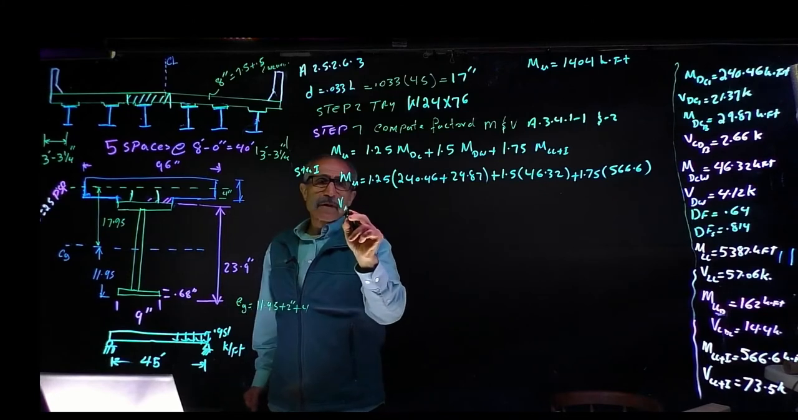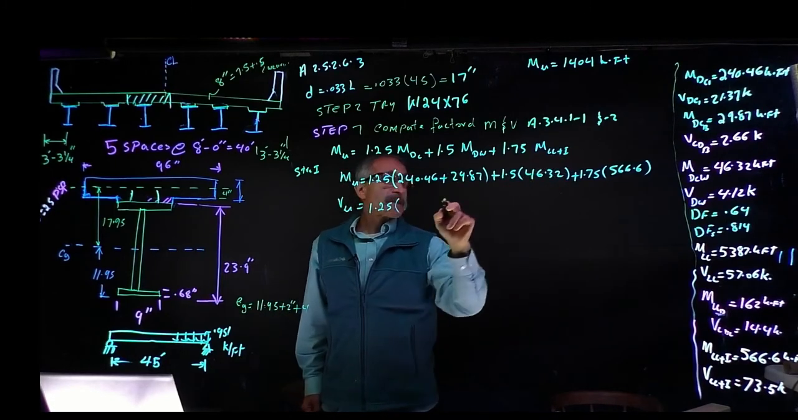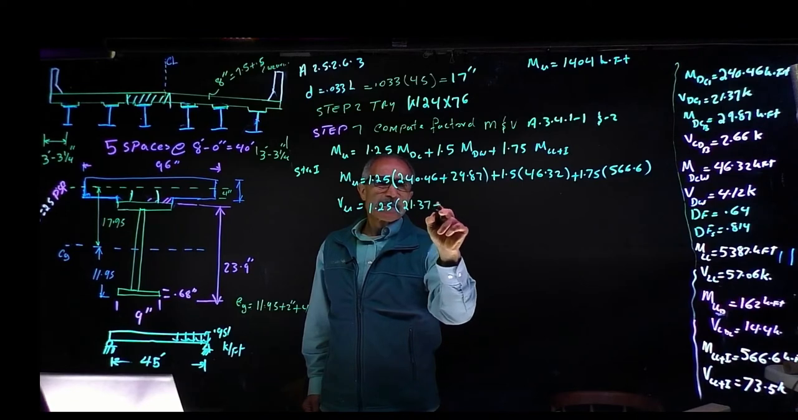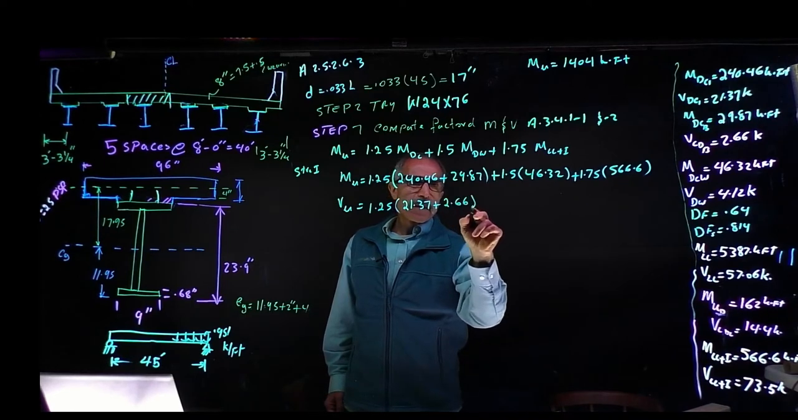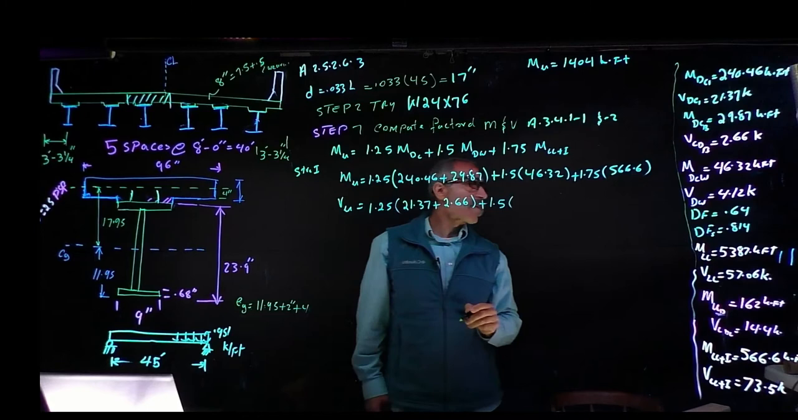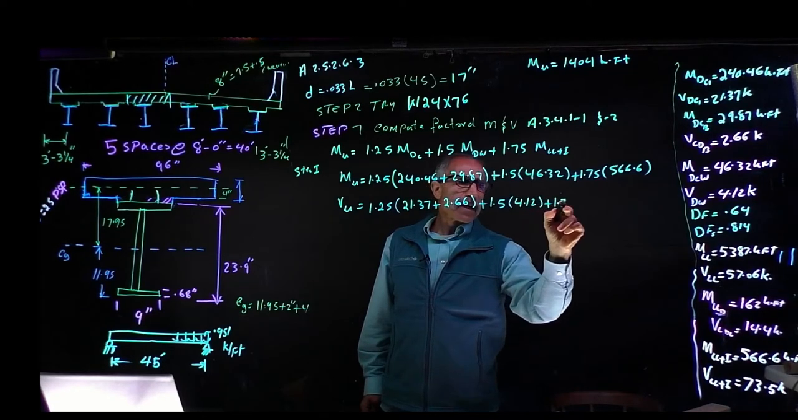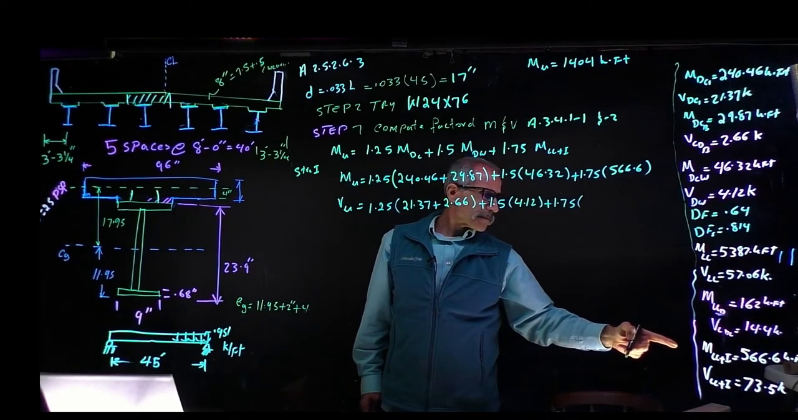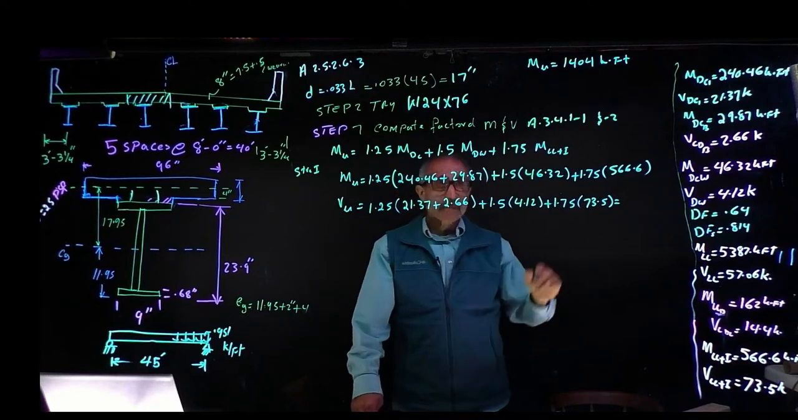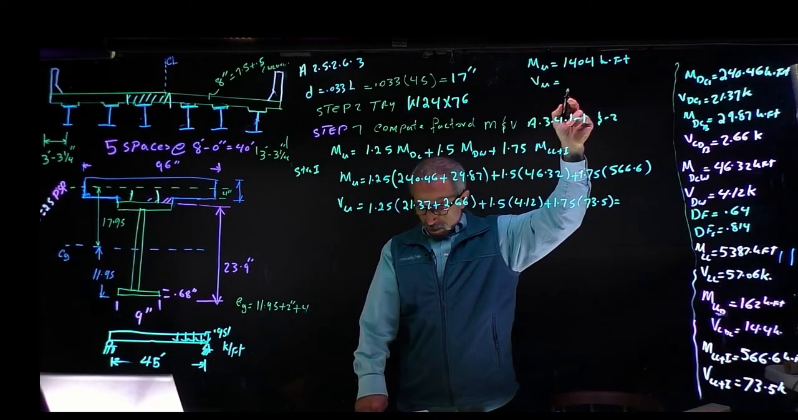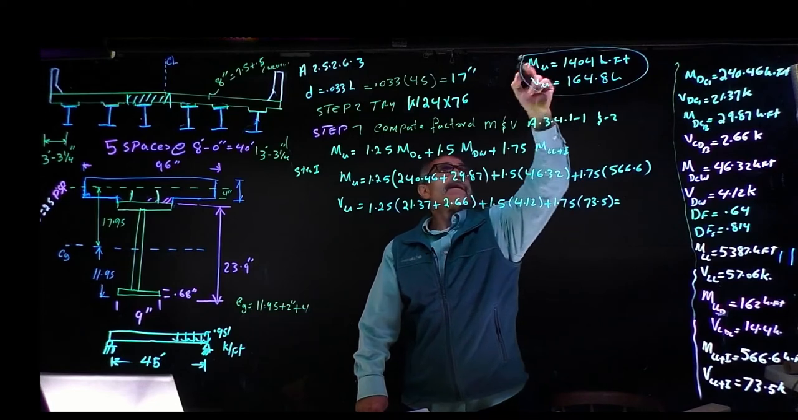Then the Vu, following the same format, it's 1.25 times 2137, plus 266 kip, and 1.5 for the wearing came out to be 412. And 1.75 came out for 73.5. And that comes out to Vu comes out to be 164.8 kip. Okay, we need this baby here. There.